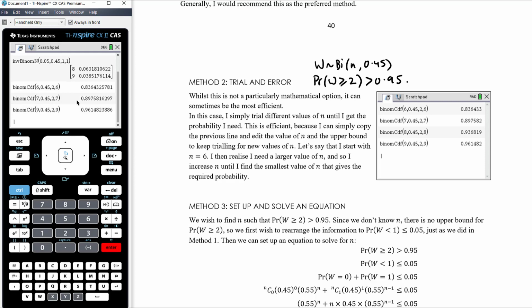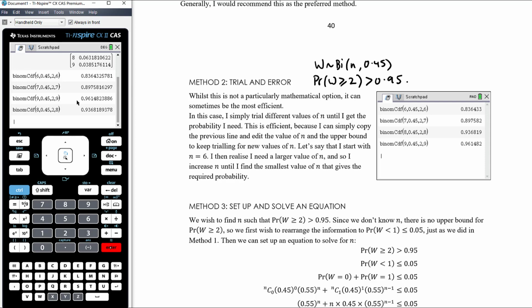Okay. Oh, good. All right, so that is bigger than 0.95. But I would need to just make sure here that that's actually the smallest value of n that makes the probability bigger than 0.95. So at this point, because I skipped over 8, I'm just going to go back and check 8 just to make sure that the probability wasn't over 0.95 for 8 trials. No, it was still under 0.95, so 9 is the smallest value.